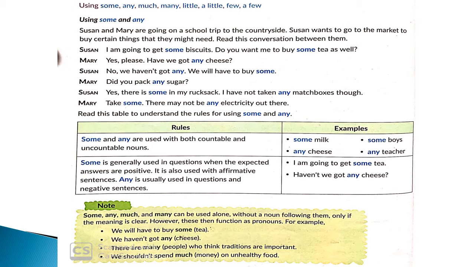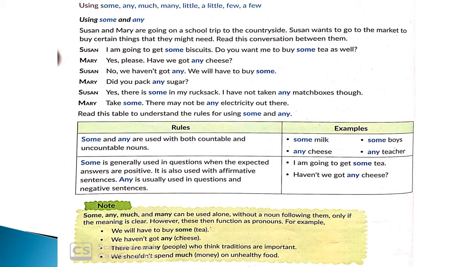Mary, did you pack any sugar? Yes, there is some in my rucksack. I have not taken my matchboxes though. Take some. There may not be any electricity out there. So these are the rules of using some and any. Some and any both can be used with countable and uncountable nouns.